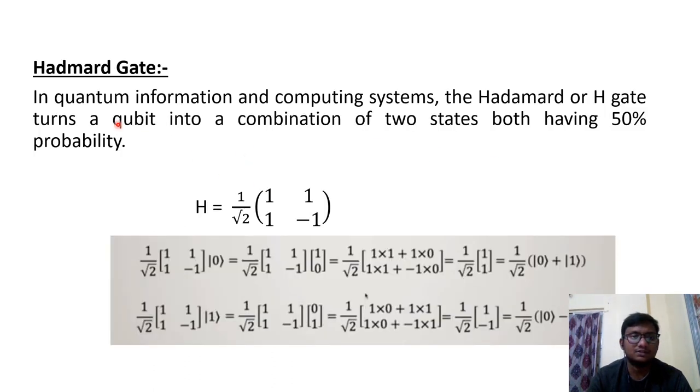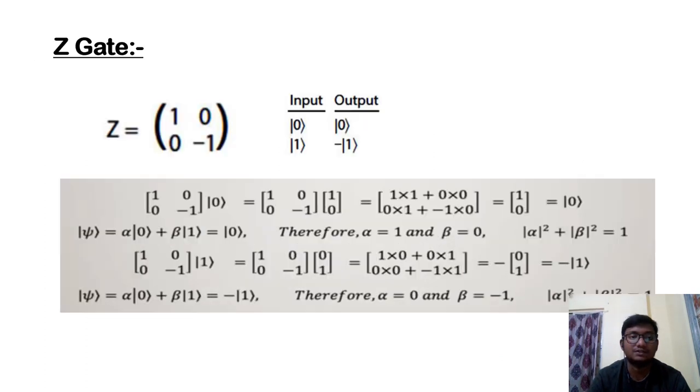First is the Hadamard gate. From a very brief point of view, the Hadamard gate gives a superposition. It turns a qubit into a superposition state, so there are 50-50 chances of getting 0 and 50-50 chances of getting 1. This is the matrix representation of Hadamard. When we apply this on 0, we will get this state. When we apply it on the 1 state, just by matrix multiplication, we will get this state: 1 by root 2, 0 minus 1 state.